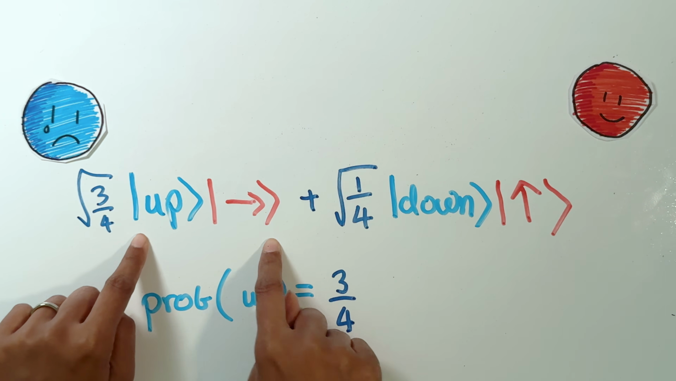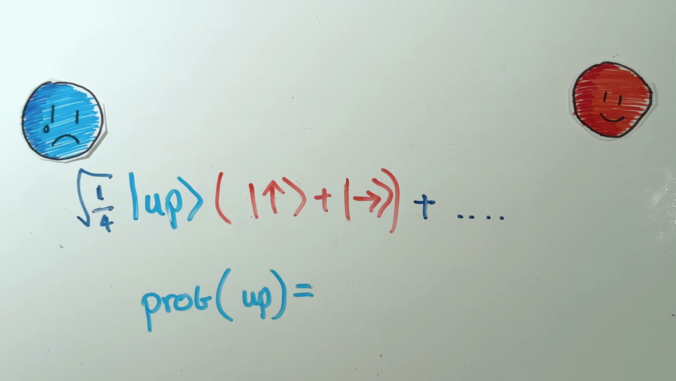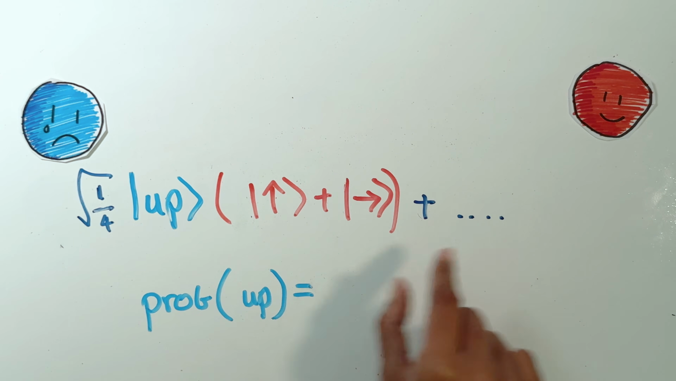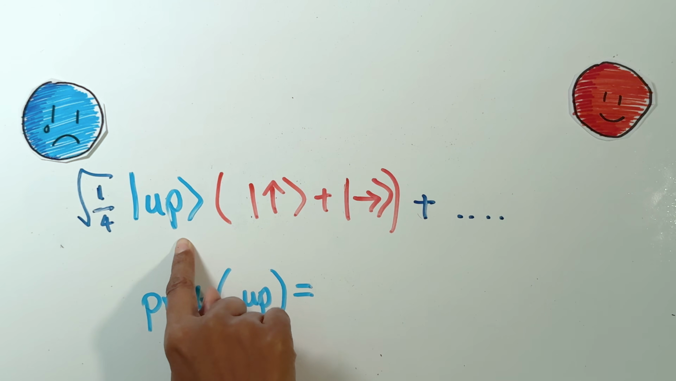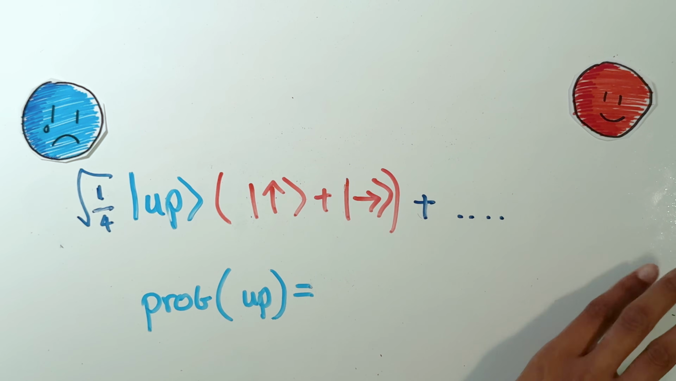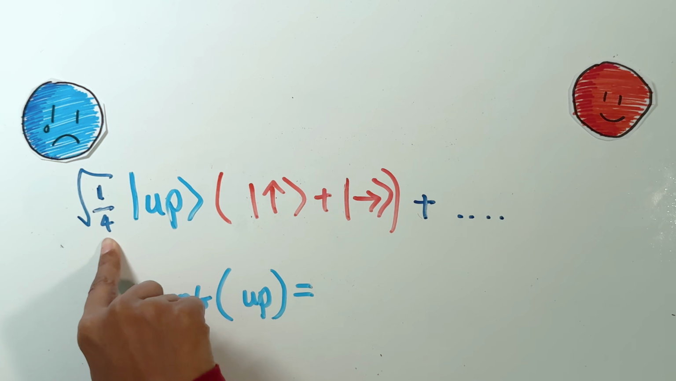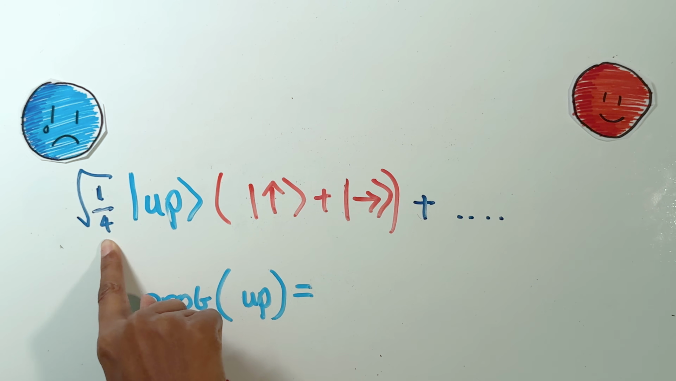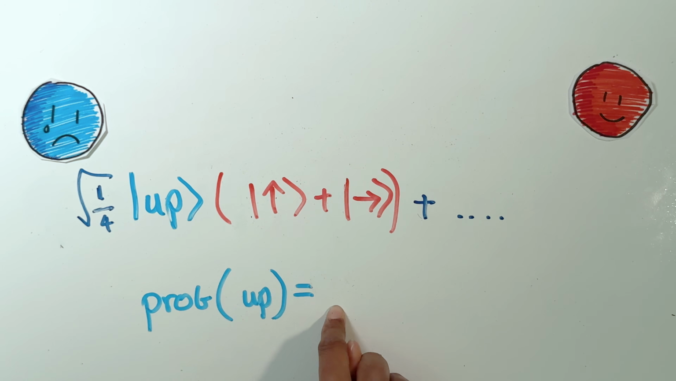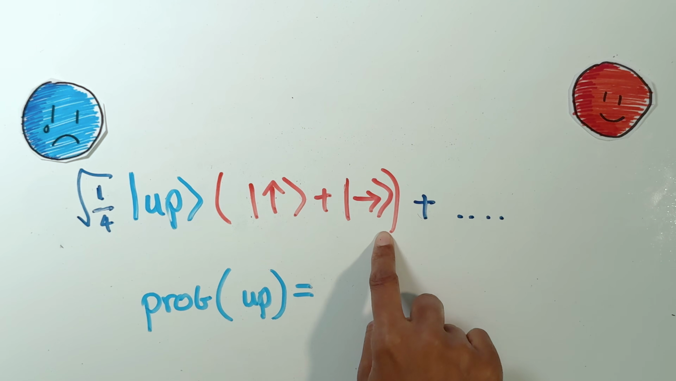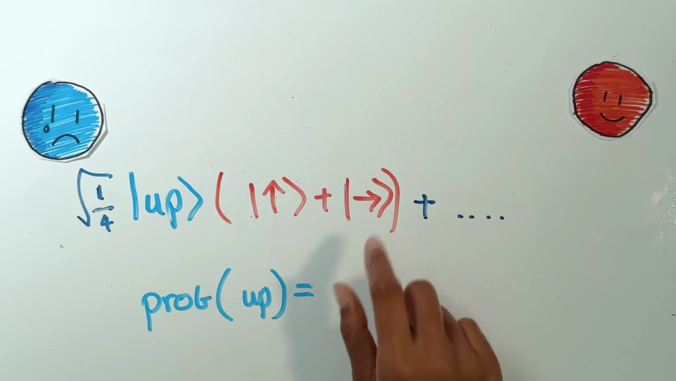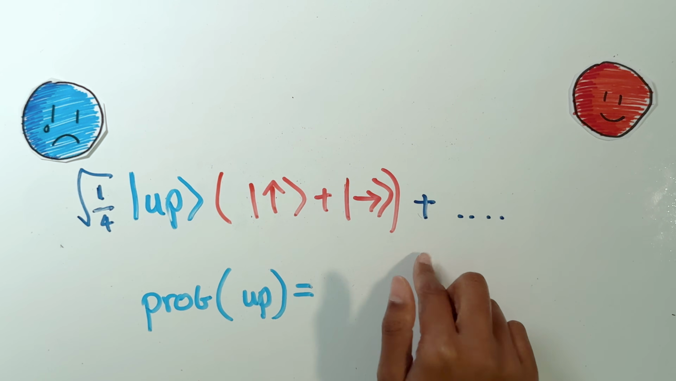In this case, it's obvious, but imagine that I finished factorizing a vector and I got this result, where this is the only term that has an up in it and there are other terms here that involve down. So I would think, well, I just have to look at the coefficient for up and then take the mod square of it. So this should be 1/4. But that's not correct. And the reason is that this vector does not have length 1. So first I need to normalize it.